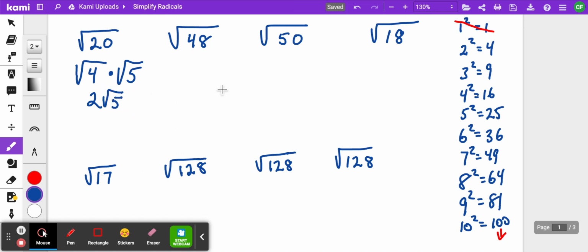You can pause the video and try some of these other ones on this top row and see how you make out.